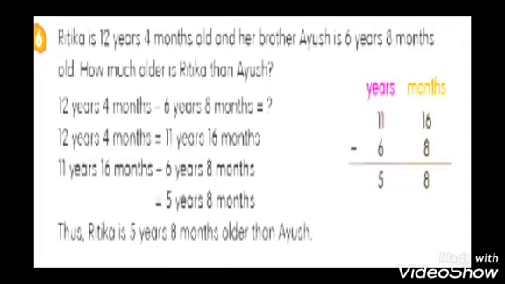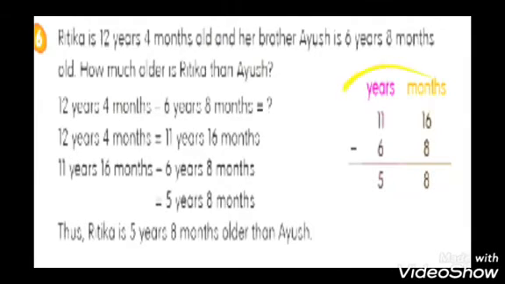Let us take another question. Ritika is 12 years 4 months old. So here we are going to find the time duration in years and months. And her brother Ayush is 6 years 8 months old. How much older is Ritika than Ayush? So here we have to subtract.